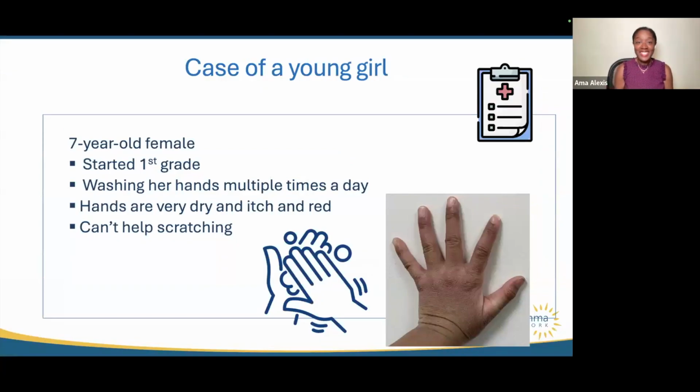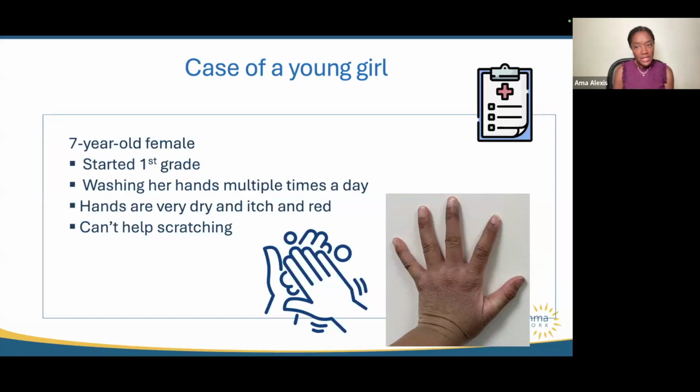So let's walk through a few cases. Let's start with this young lady. She is 7 years old and she just started first grade. And the teacher on the first days says how important it is for the kids to wash their hands on a regular basis. And the patient is like, yep, challenge accepted. And she washes her hands now a few times a day and she uses the soap at school.